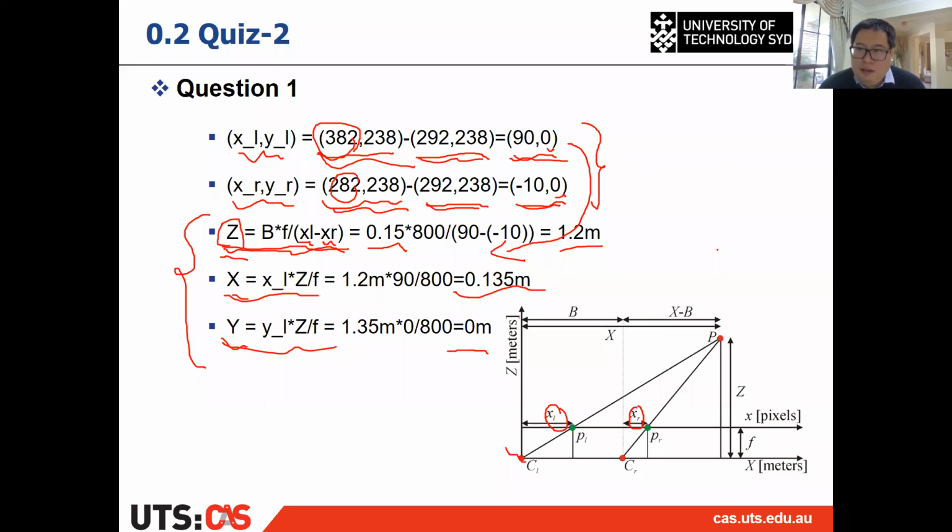All right, if I'm directly giving you the baseline, then just use it. If I'm giving you a relative translation from the left camera to the right camera center, then you need to calculate the norm of the translation, which is the length of the translation, and that will be the baseline. So those are the two issues I found for question 1 in quiz 2.